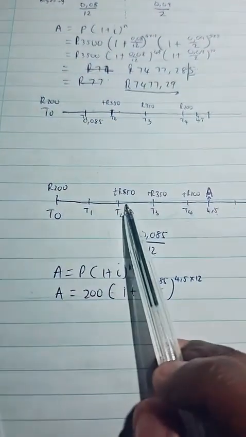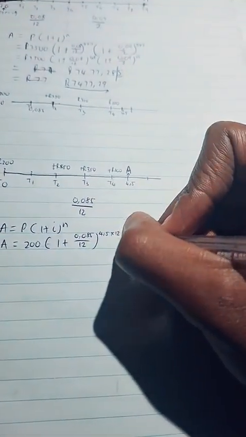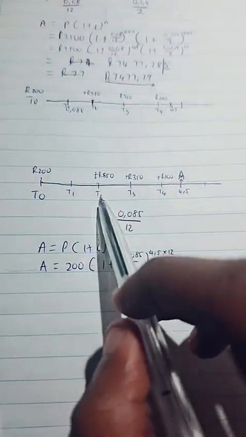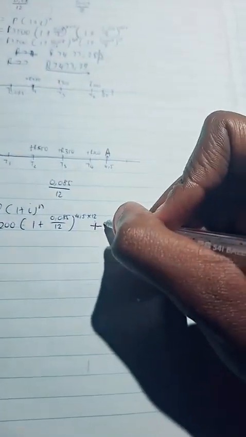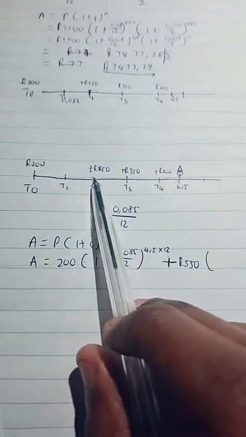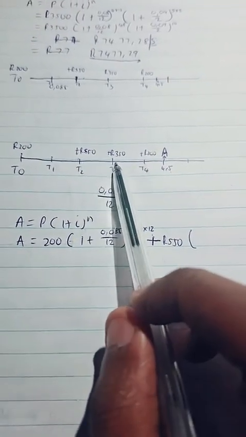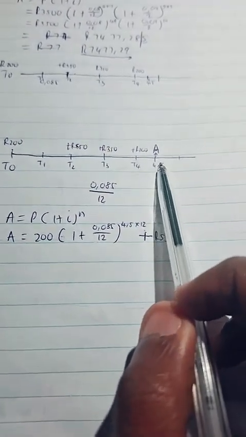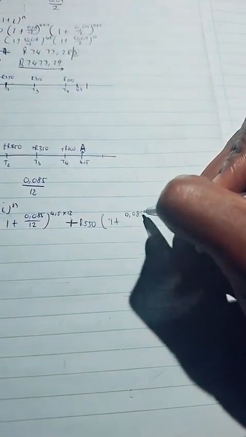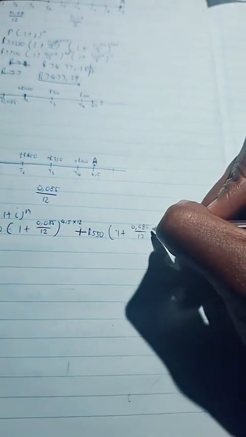Then we move on to the next amount that is added, which is how much? We say plus. Why are we saying plus? Because this is the amount that is added at T2. So we add that amount, 550. But we check how long it will be enjoying this interest rate, this 550. It's going to enjoy the interest rate for 2,5 years. So we take that interest rate, 1 plus 0,085 divided by 12 to the power what?